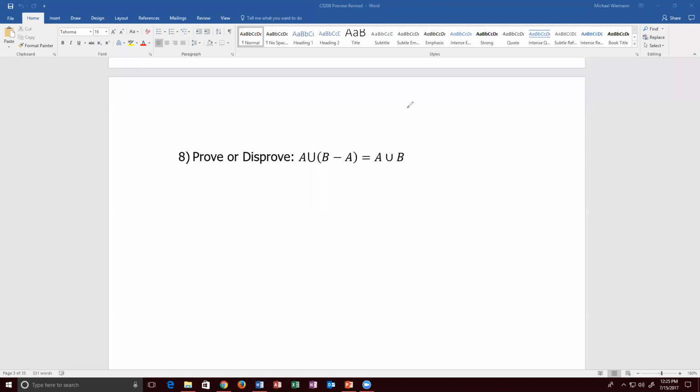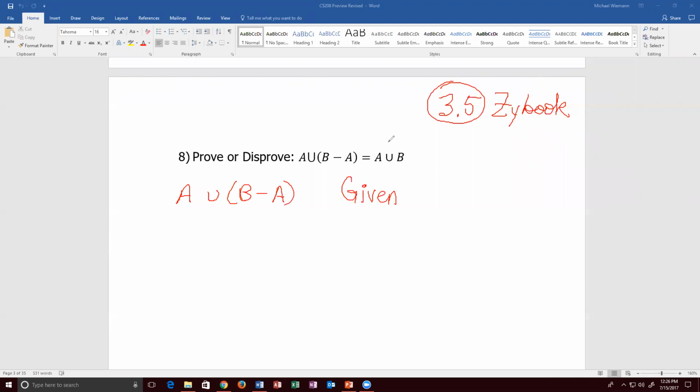Let's look at number 8. We're going to prove or disprove A union B difference A equals A union B. I want to refer you back to section 3.5 inside of the ZyBook. The ZyBook has a series of rules that allow us to do operations on sets. So the first one here is we're going to start out with A union B minus A. That is our given statement. I'm going to attempt to see if I can end up with A union B as the result in this case. So let's see what happens.